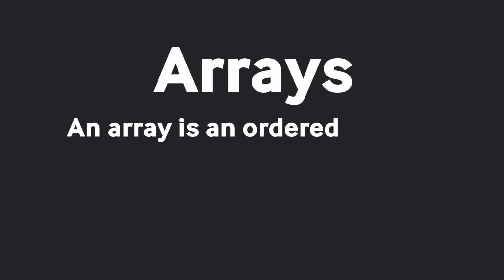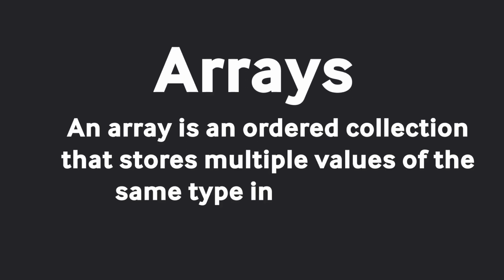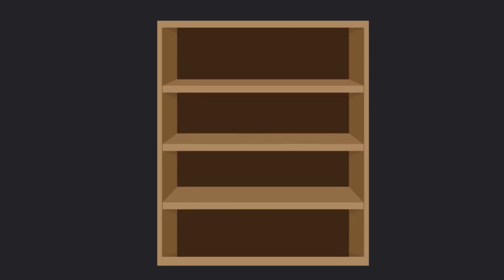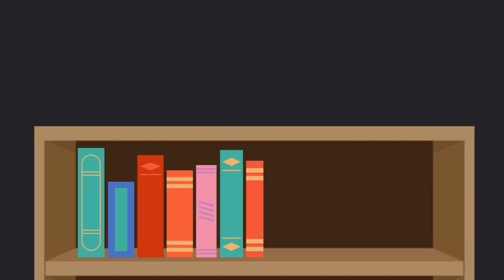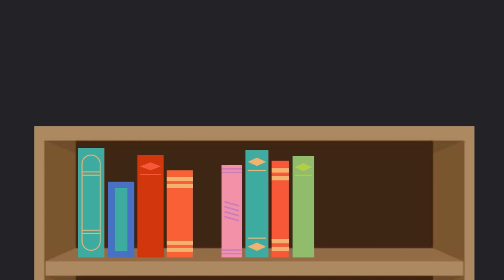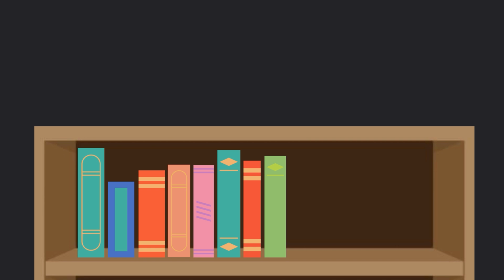An array is an ordered collection of values, all of the same type. Think of it like a bookshelf. Each book has a specific position. The first book is at position 0, the second is at position 1, the third is at position 2, and so on. You can add new books to the end, slide one into the middle, or pull one off the shelf entirely, and everything else adjusts automatically.